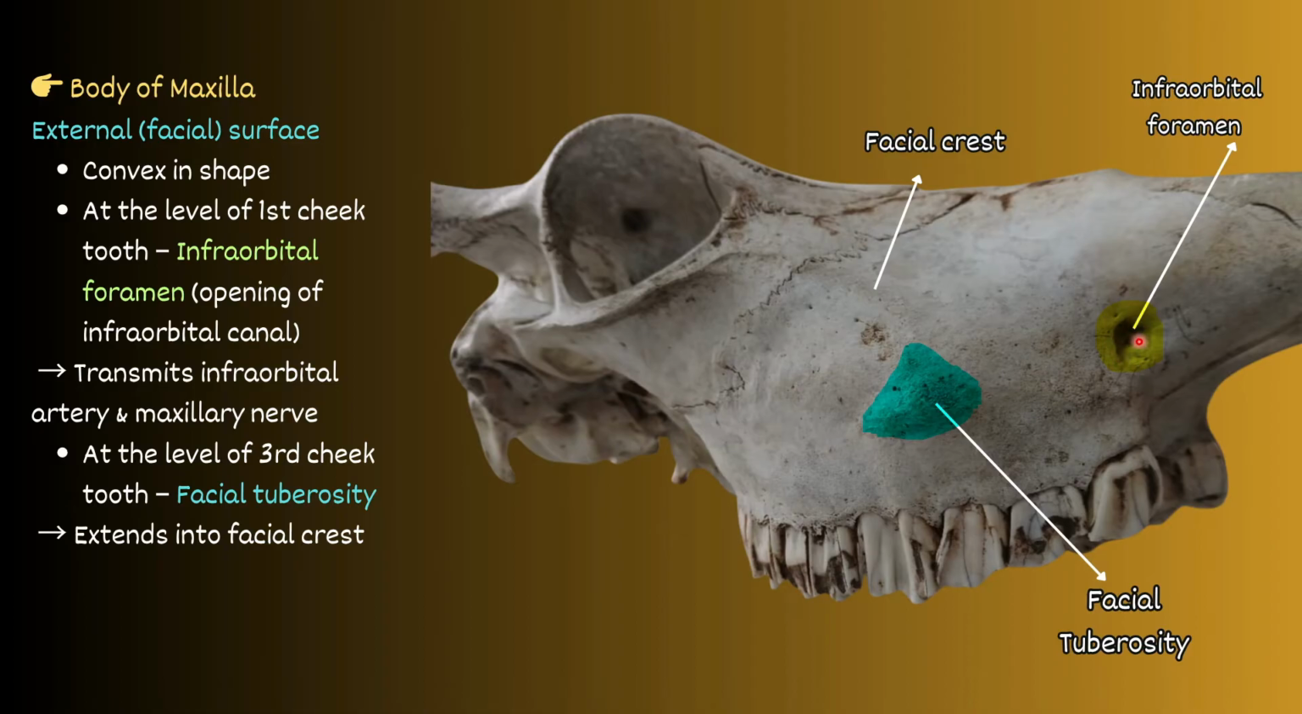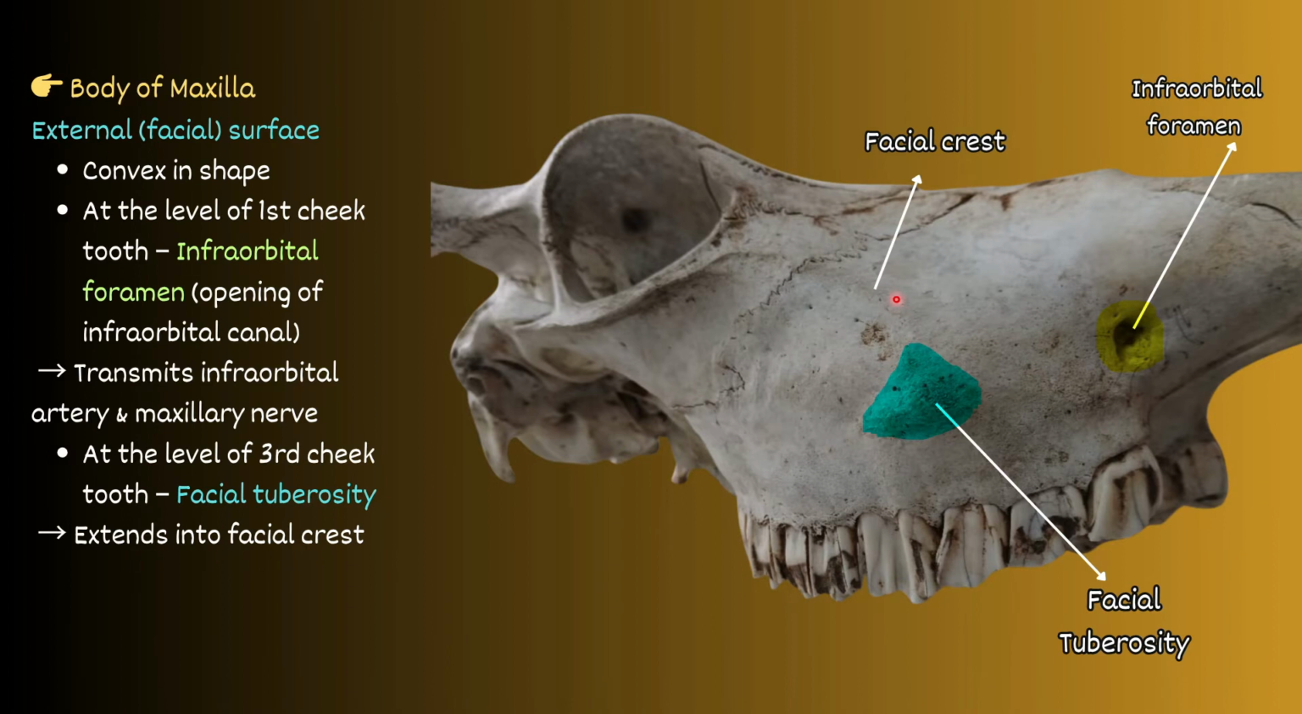It is the opening of the infraorbital canal. It transmits the infraorbital artery and maxillary nerve. At the level of the third cheek tooth, 1, 2, 3, you will find the facial tuberosity. You will find it extends into the facial crest.